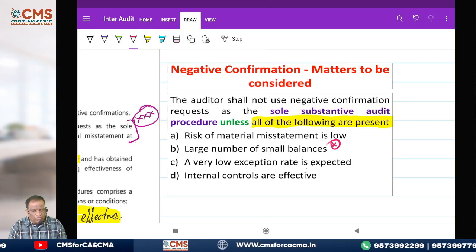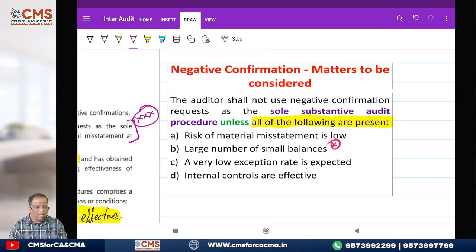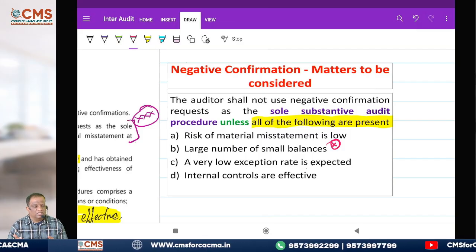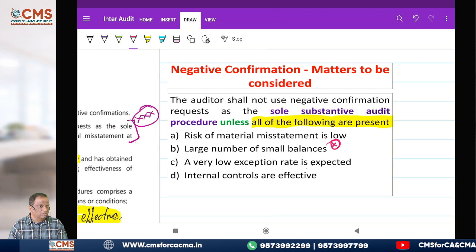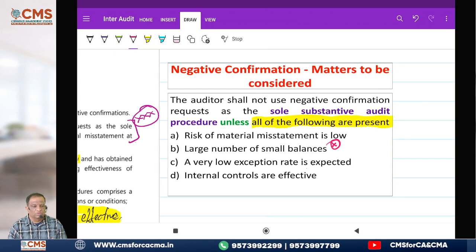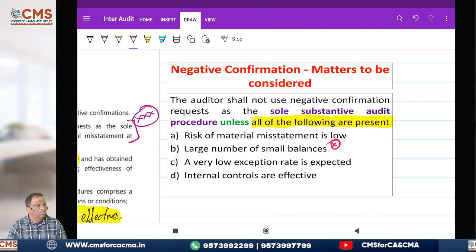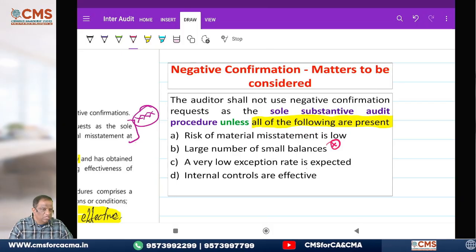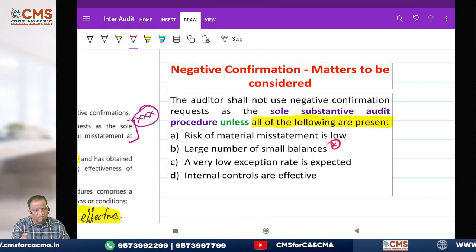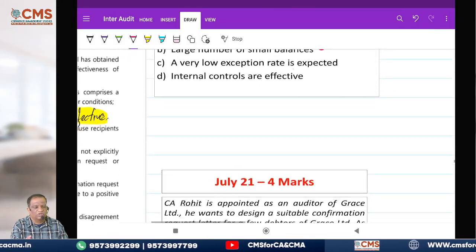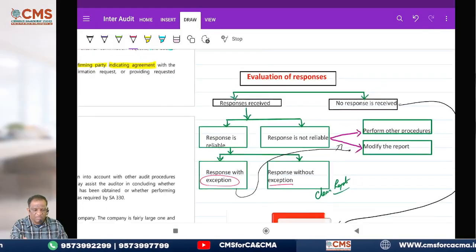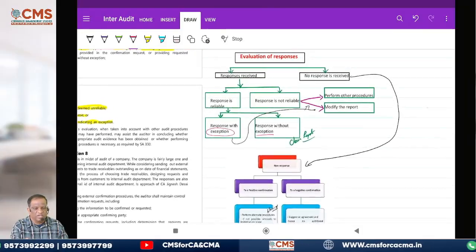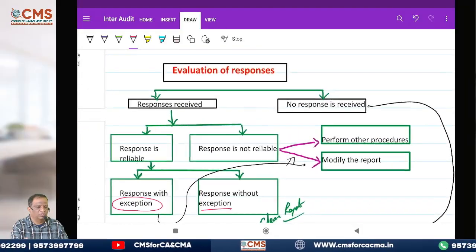Third one, very low exception rate is expected. That is, as an auditor, you believe your client more. Like the fourth point, internal controls are effective. Because internal controls are effective, you believe that the exception, that is the probability of the client not agreeing, may not arise. So in these situations, if all are present, then send negative confirmation. Otherwise, you have to send only positive confirmation. And the last leg of it, this chart, these two if we cover, this one will get over. But for the visibility, I will split it into two.